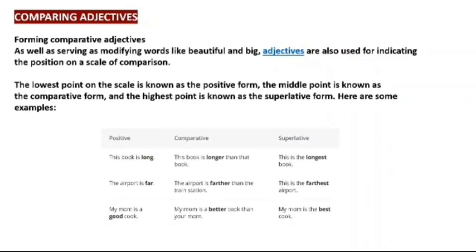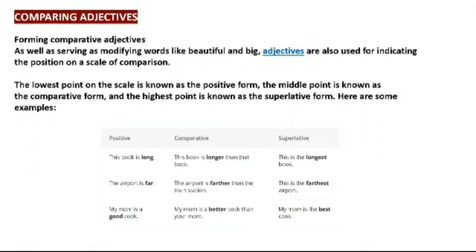Now after that, the next topic is about comparing adjectives. Forming comparative adjectives: as well as serving as modifying words like beautiful and big, adjectives are also used for indicating the position on a scale of comparison. The lowest point on the scale is known as the positive form. The middle point is known as the comparative form, and the highest point is known as the superlative form.